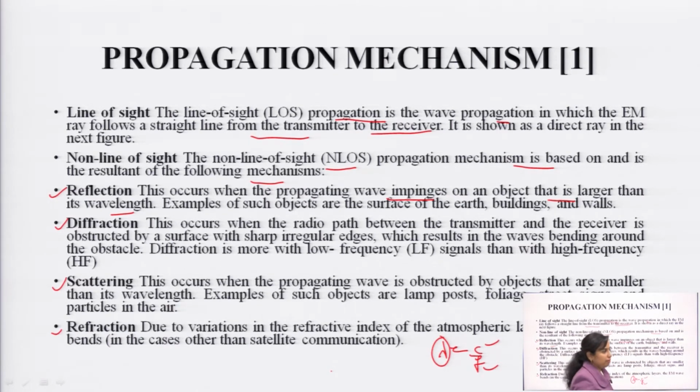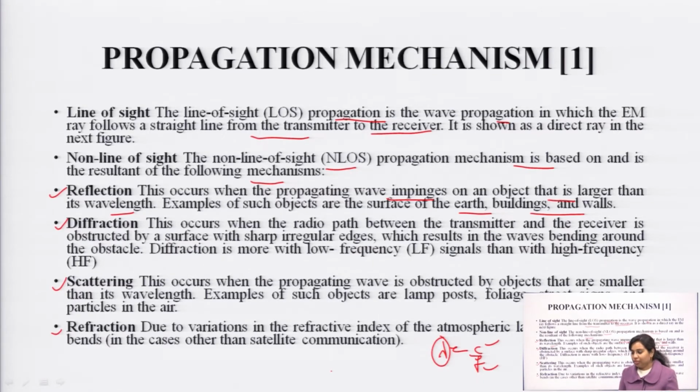After calculating the value of lambda for that particular incident wave, if the wave impinges on an object whose size is larger than the wavelength lambda that you have calculated, then the signal undergoes reflection. Examples of such objects are the surface of the earth, buildings and walls, which have a huge area whose size is quite large as compared to the wavelength.